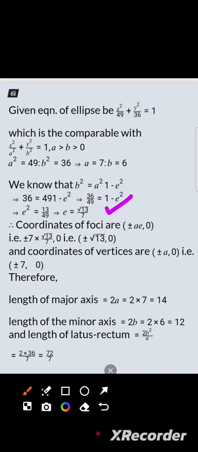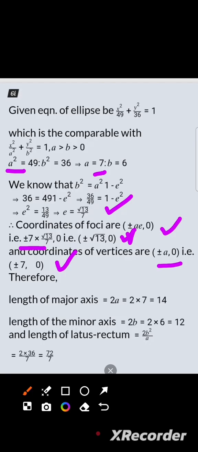So the coordinates of the foci are at plus minus ae, 0, where a is equal to 7, and then the coordinates of the foci are at plus minus 7 into root 13 by 7. So it is coming to plus minus root 13 comma 0. Now the coordinates of the vertices are at plus minus a, 0. So that is at plus minus 7 comma 0.